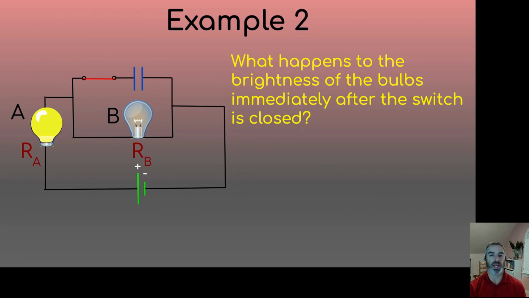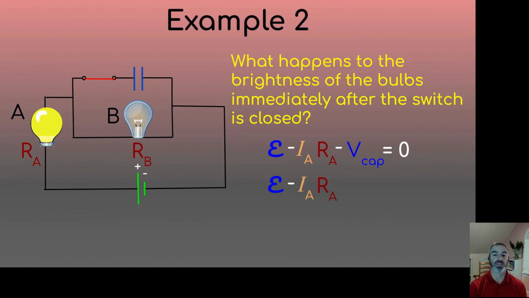Well, why is that? So let's try to explain that. And what we're going to do to explain it is we're going to write loop rule equations. So the EMF of the battery minus the potential drop across resistor A minus the potential across the capacitor equals 0. And then we can write a second loop rule equation where the EMF of the battery minus the potential drop across light bulb A minus the potential drop across light bulb B is equal to 0. So we're going to use our two loop rule equations to explain why light bulb B went out.